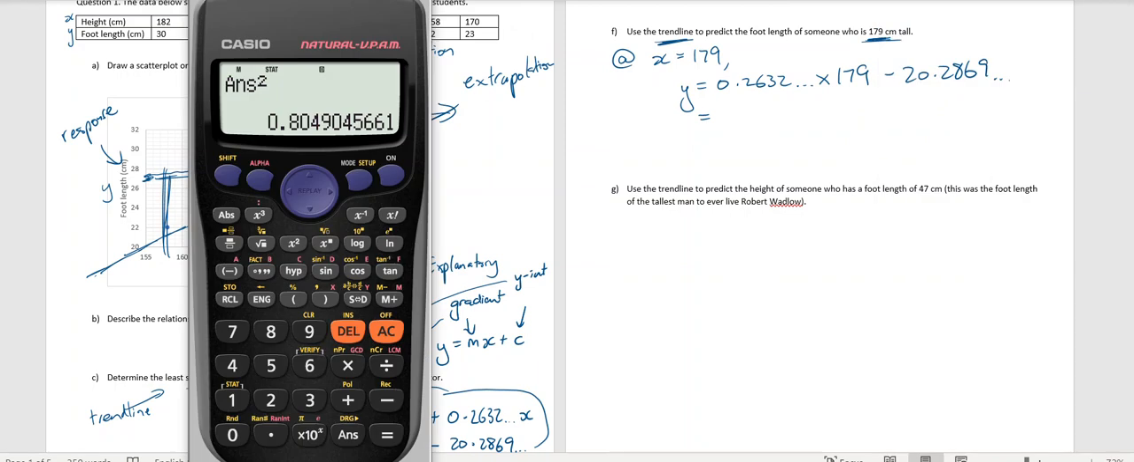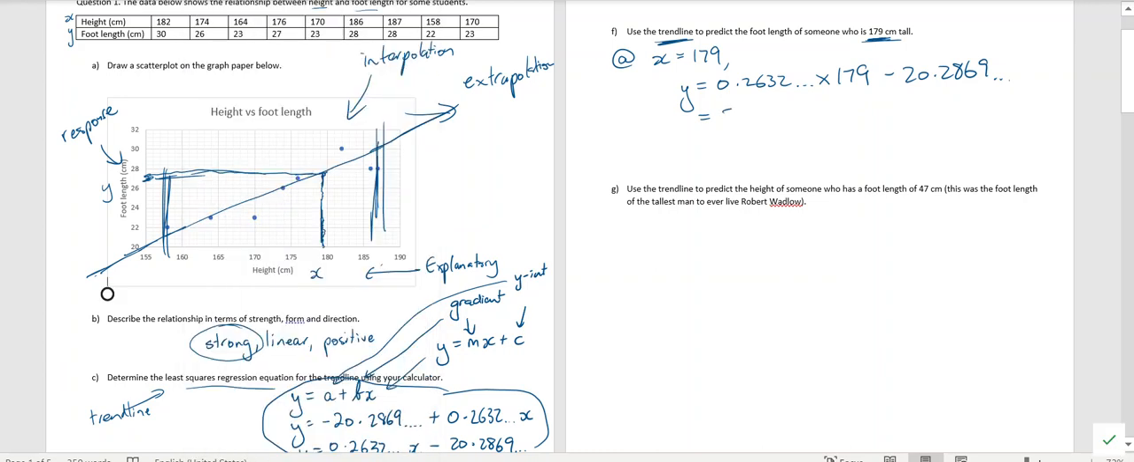So 0.2632 times 179 minus 20.2869. We've got 26.825 centimetres. So it's a foot length of around about 27 centimetres. If we're rounding that, which is around about what we thought with that fairly rough trend line that we had there before.